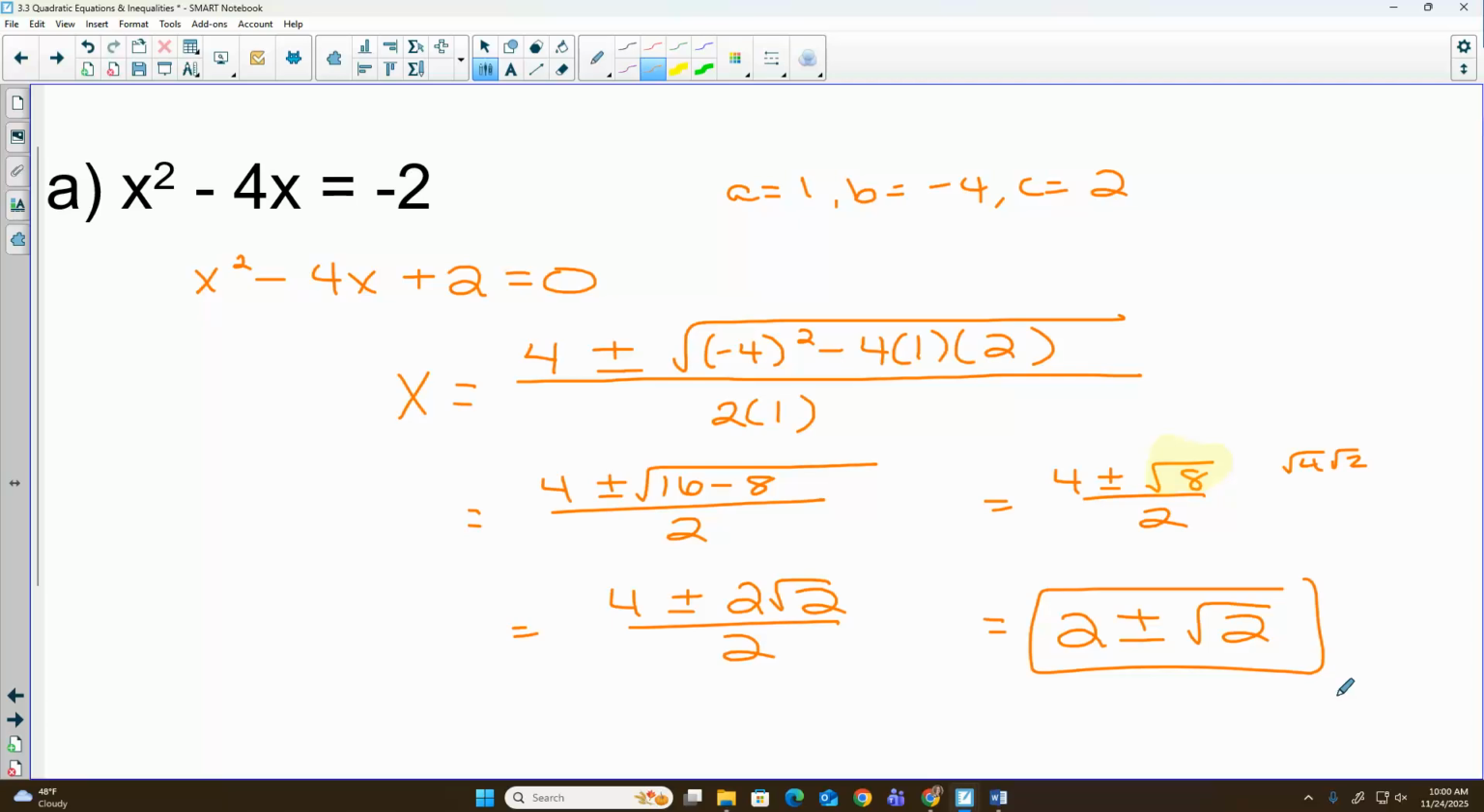Now, if you really like completing the square, could you solve this one by completing the square? Absolutely. Both completing the square and quadratic formula work on any problem. Let's do another one together.